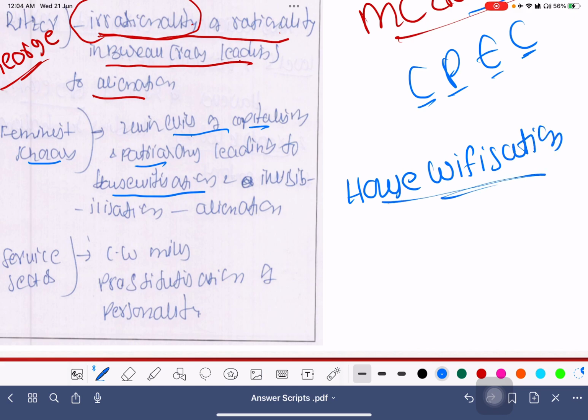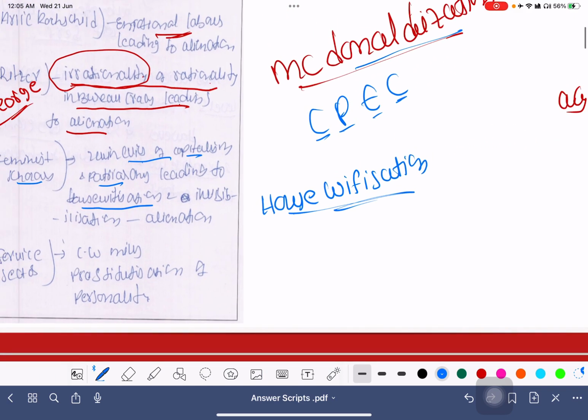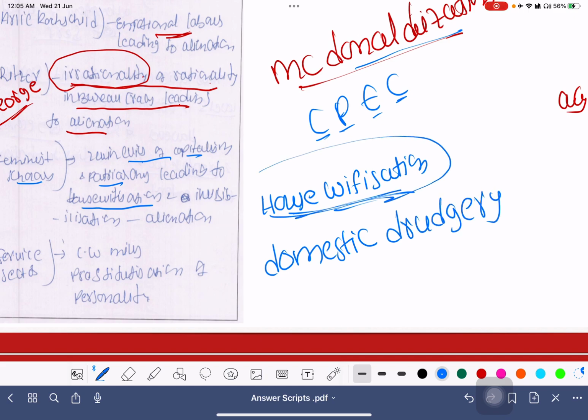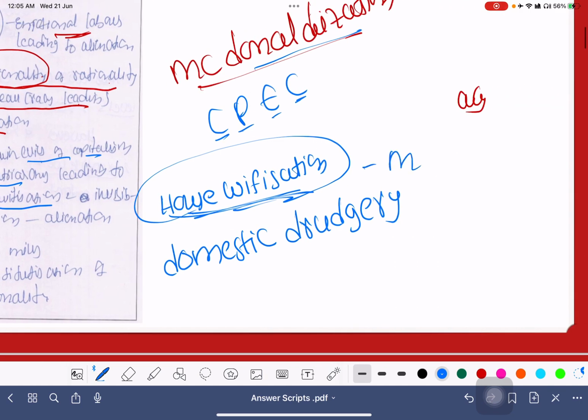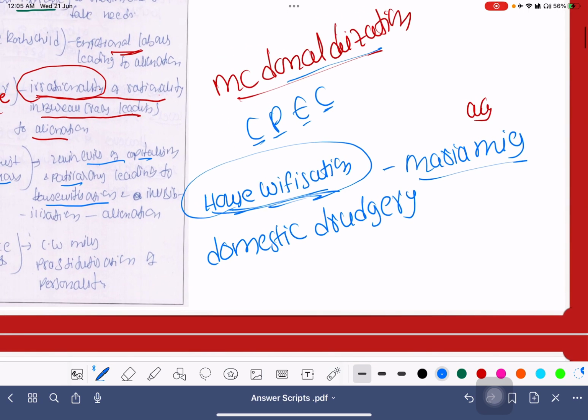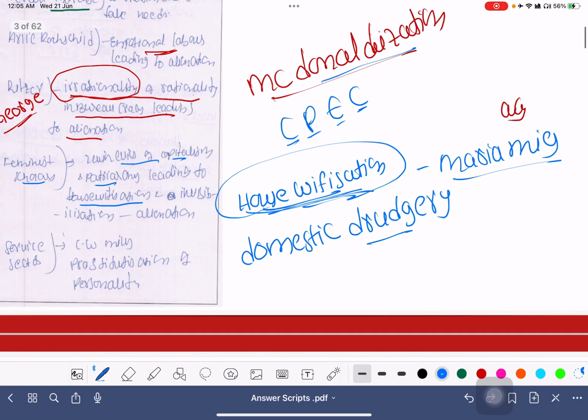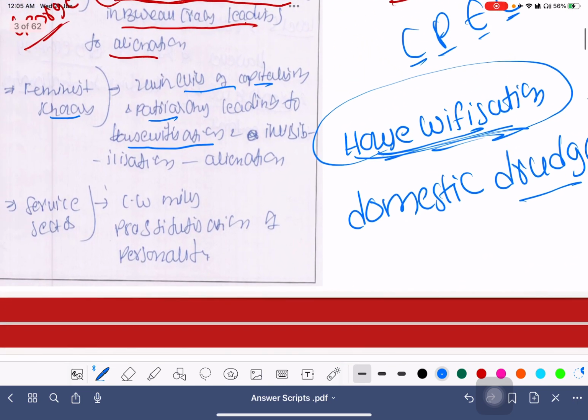Okay, so we know many surveys also say that most of the domestic chores, the domestic drudgery, is done by women. So it is leading to housewifeization. This is the concept given by Maria Mies. When women are largely focused on domestic chores, it leads to alienation. Okay, so that is the point we have written.